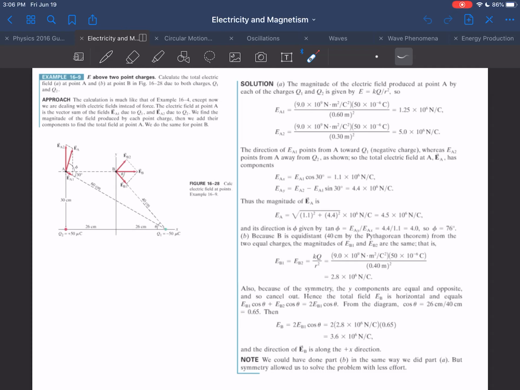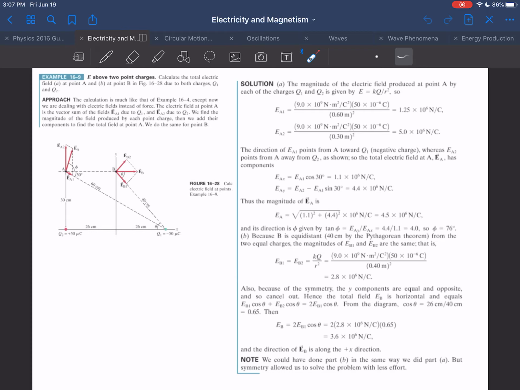Both are equivalent. You calculate EB1 and EB2 using that electric field due to a point charge formula, KQ over R squared. Q is the magnitude of the charge, 15 microcoulombs. R squared is the distance to the charge. Notice it's the same in this particular setup. It's the same distance, 40 centimeters, to both charges. And you multiply by K. That gives you this magnitude. Then to find the magnitude of the electric field vector at B, you simply double that horizontal component, which is shown here.